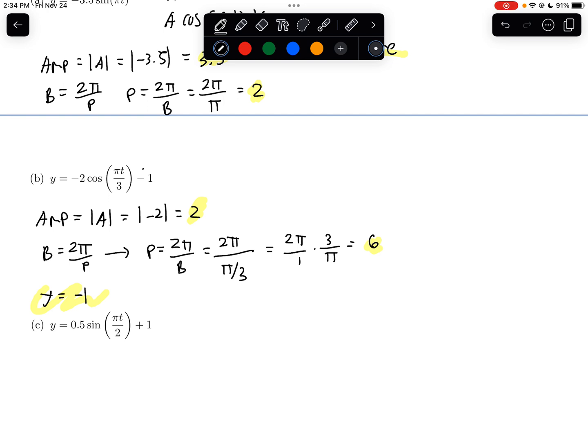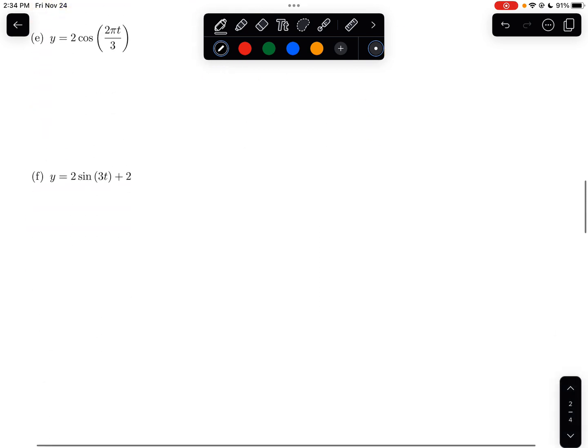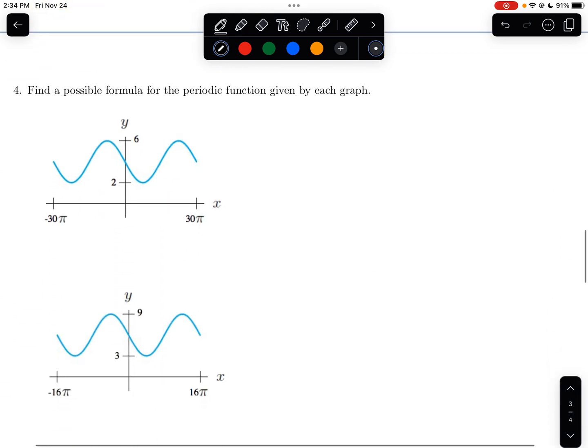The rest of these are very similar to that. Okay, so find the formula given its graph. So now we're going the other way.